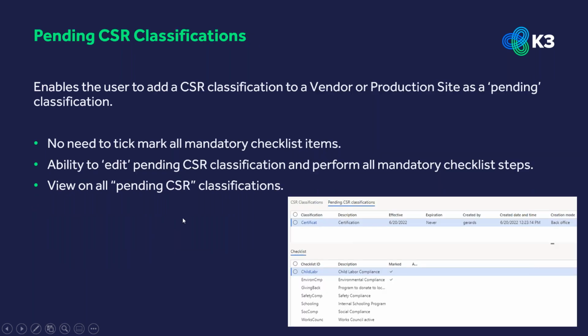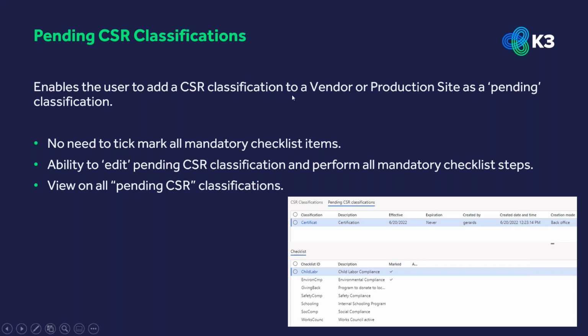I will show you. Next part, and those are four small parts, is pending CSR classification. And this also came from responses from partners and customers stating that, okay, adding a CSR classification to a vendor or a production site, which has a mandatory checklist, I can now only add that CSR classification if I actually checkmark all the mandatory steps. But what if while adding, I'm not sure about it? So I want to sort of park it, save it, and continue at a later stage.